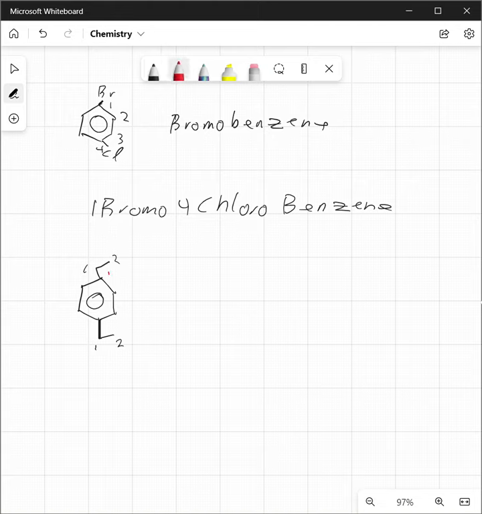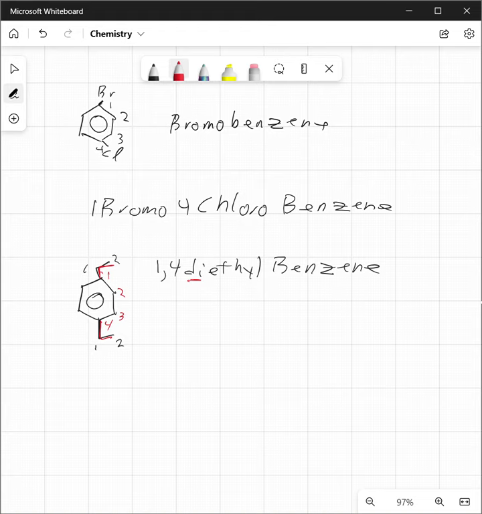Okay. So let's see. 1, 2, 3, 4. I'm going to go 1, 4, di for 2 of them, ethyl, benzene. So you have 1, 2, you see that. And it's di. Okay, so di means you have 2 of the same thing attached.